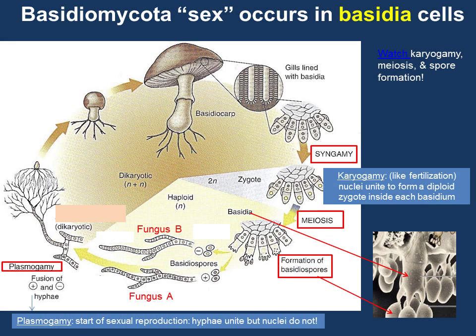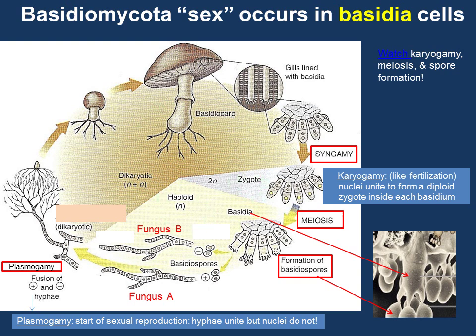As I mentioned before, the sex occurs in the basidia cells. So this is where karyogamy happens. There's a video in the top right hand. So let's take a look at our diagram again. Let's split it up into our dikaryotic phase, our diploid phase, and our haploid phase.